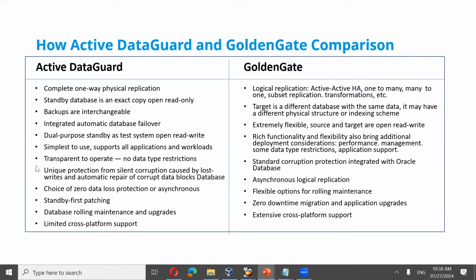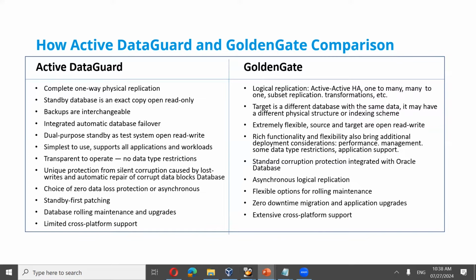Then, unique in Active Data Guard is protection from silent corruption caused by lost writes and automatic repair of corrupt data blocks in the database. That is one feature in Active Data Guard: any corruption of a block can automatically be recovered or repaired. But in Golden Gate, there is standard corruption protection integrated with Oracle Database. So it doesn't happen automatically. Some manual intervention is required when corruption comes.